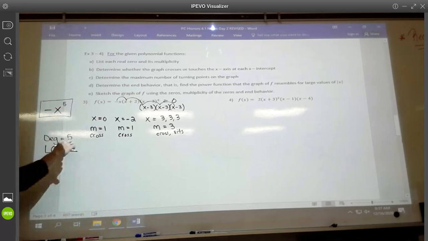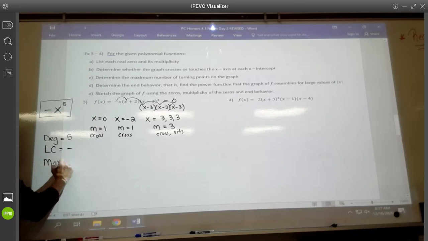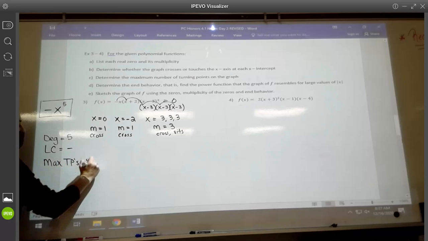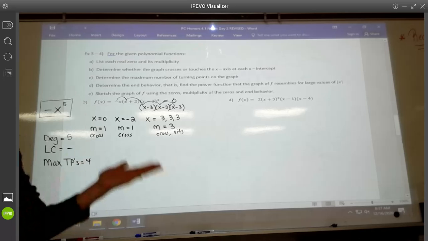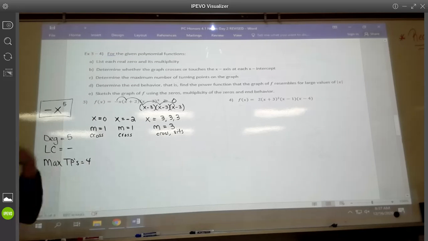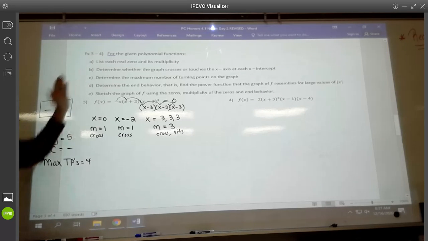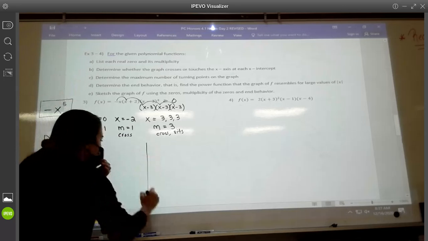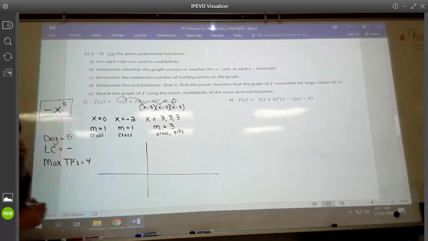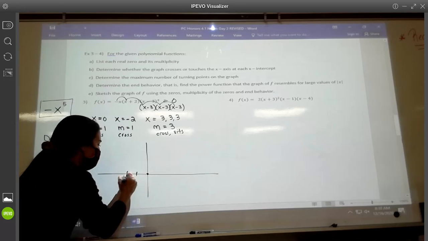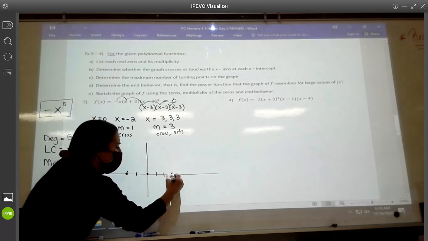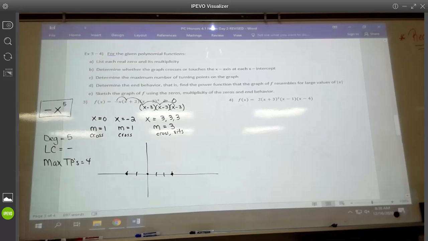So guys, if the degree is 5, that means the max TPs is 4. The maximum number of times this graph can turn and change direction from increasing to decreasing or decreasing to increasing is 4 times. The TP is turning points. All right, so guys, now the end behavior. Let's get all this on a graph so we can fill in the graph. We have x-intercepts at 0, -2, and 3.